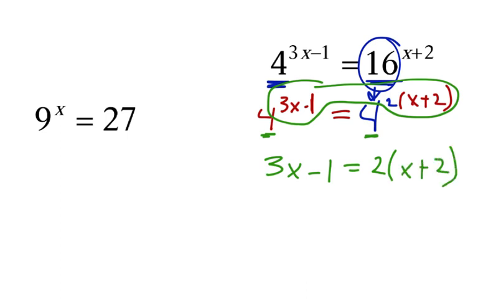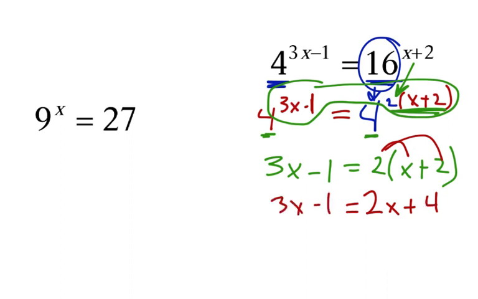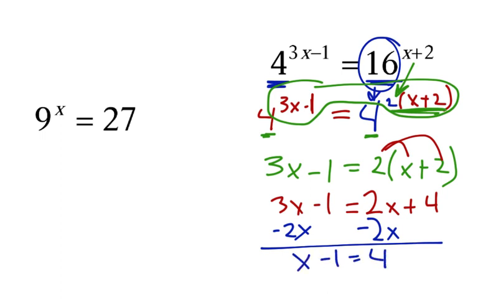So whenever you make the base smaller, you need to take that extra new power and times it by whatever was there before. And I do that by distributing in this particular problem to make this 2x plus 4 equals 3x minus 1. And that's to isolate the variable. I subtract my 2x, and that gives me x minus 1 equals 4. And then I go ahead and add my 1 to both sides, and I get x equals 5.